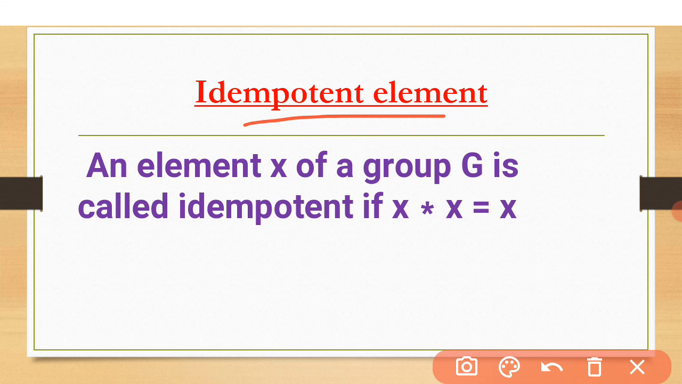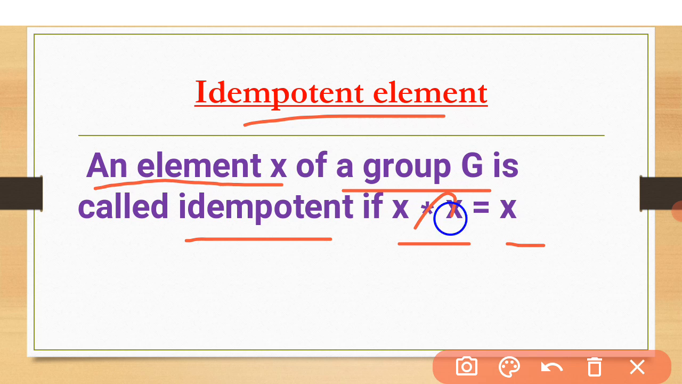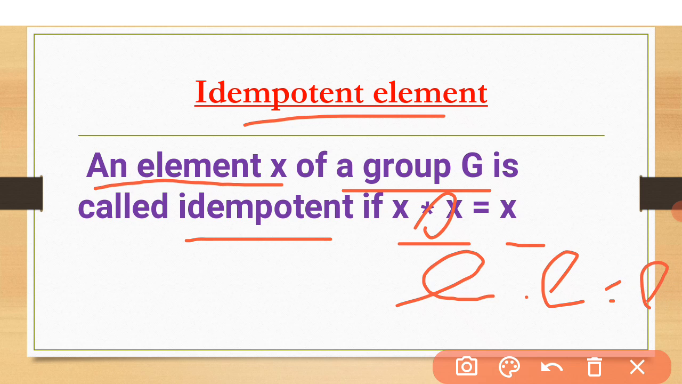Idempotent element. An element X of a group G is called idempotent if X star X is equal to X itself. When we operate on two elements by a binary operator star and the result is the element itself, then it is called idempotent. For example, when we multiply identity element by identity element, it gives us the identity element.